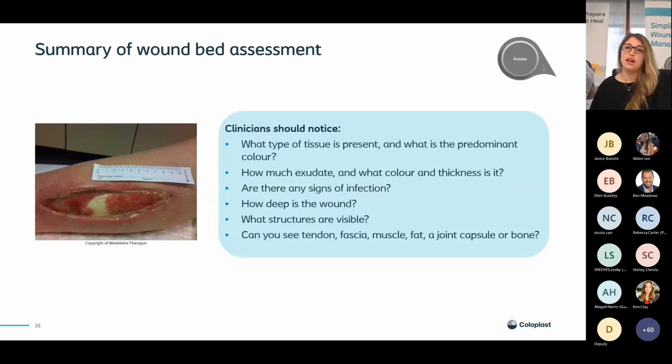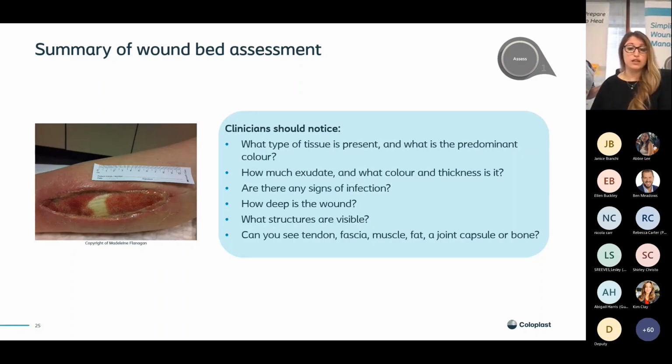So to summarise wound bed assessment, we as clinicians should be noticing what the tissue type is like on that wound, and we should be able to describe what we are seeing. We should be able to describe what the exudate looks like, how much of the exudate is there, and what colour is it? What's the thickness of it? We need to be able to see if there are any signs of infection, and we need to be able to identify what those signs of infection are, and whether we are at a local stage of infection with this patient and their wound, or whether this infection is now moving into systemic infection.